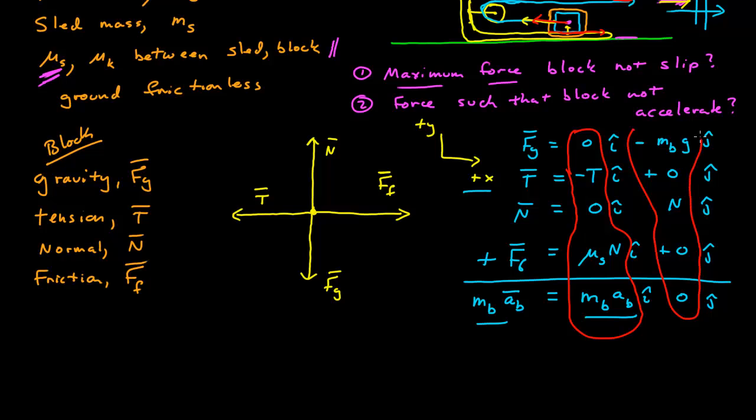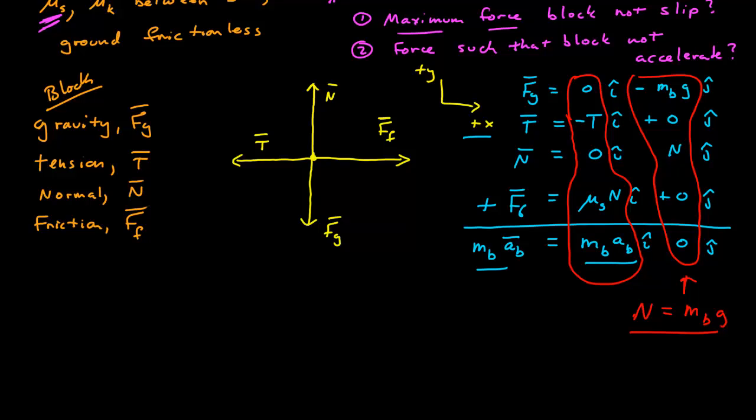Okay, so now we can sum the x and y components, and what do we find? We find from the y component that the normal force, the normal force of the sled on the block, is equal to the mass of the block times g. That's probably useful to know. And then from the x component, I have negative tension plus the coefficient of static friction times the normal force is equal to the mass of the block times the acceleration of the block.